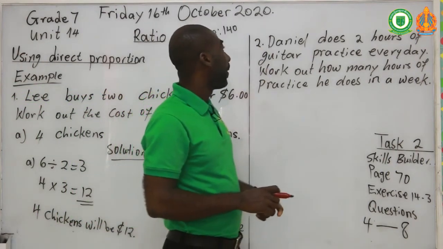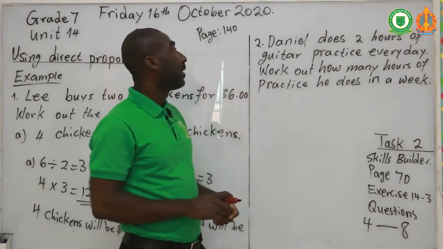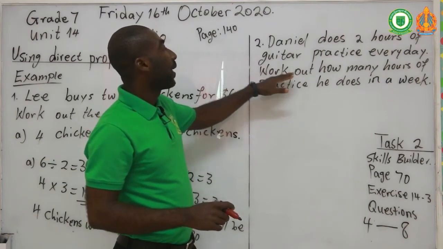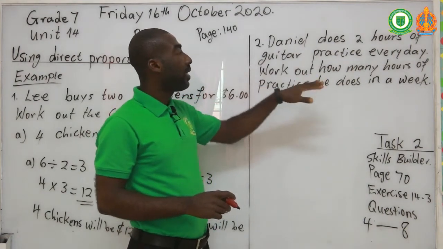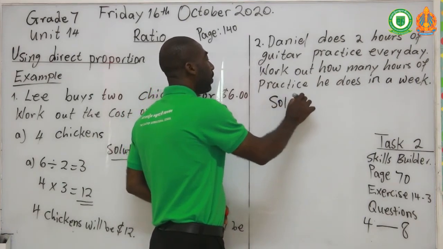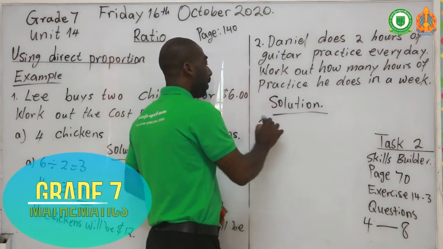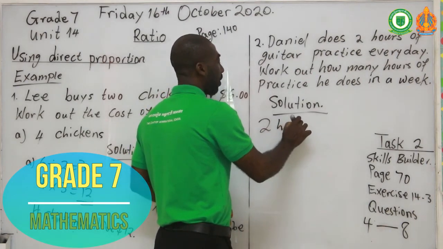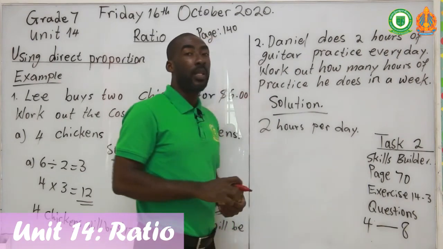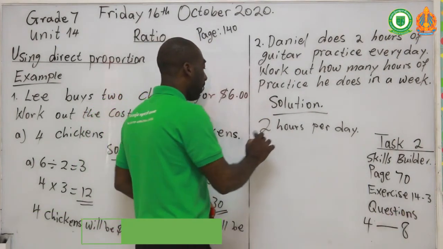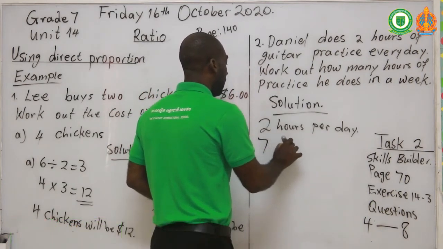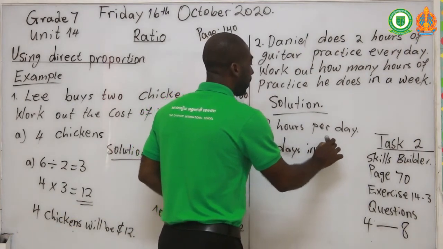Okay, let's move to our second example. Second example, we say Daniel does 2 hours of guitar practice every day. We're supposed to work out how many hours of practice he does in a week, okay? So we know that every day he's doing 2 hours, right? So 2 hours per day. Okay, so how many days do you have in a week? You have 7 days in a week.